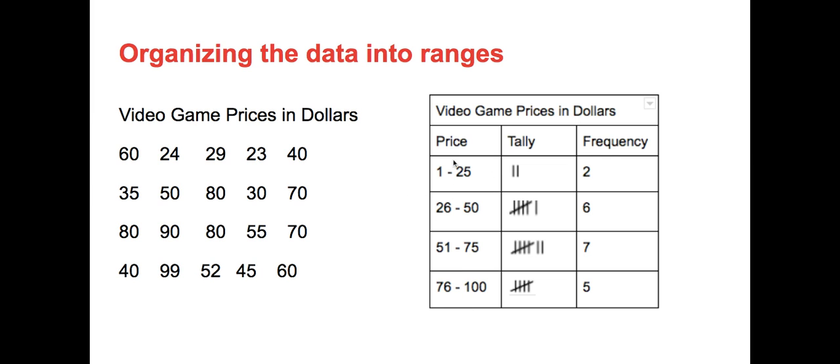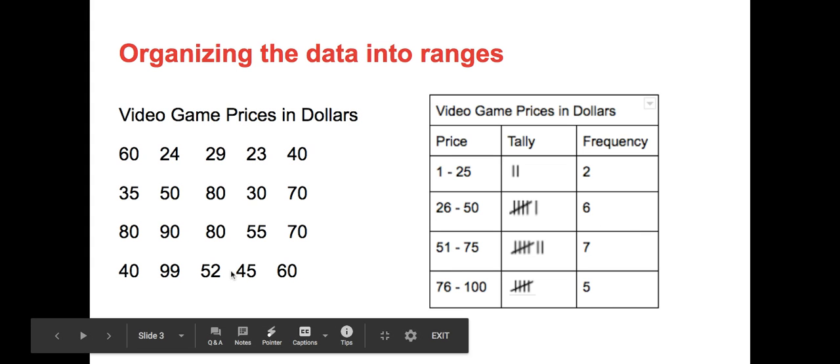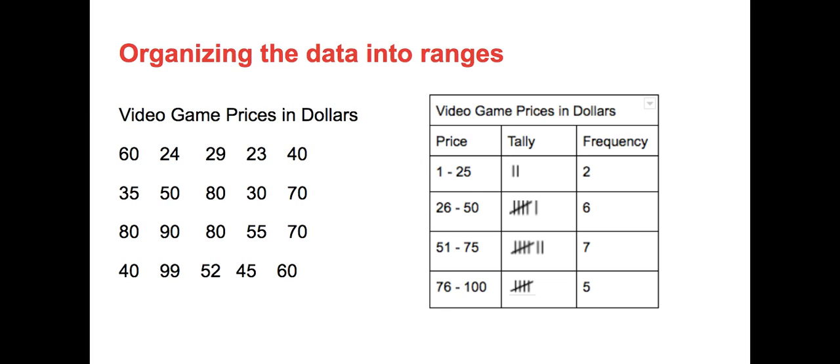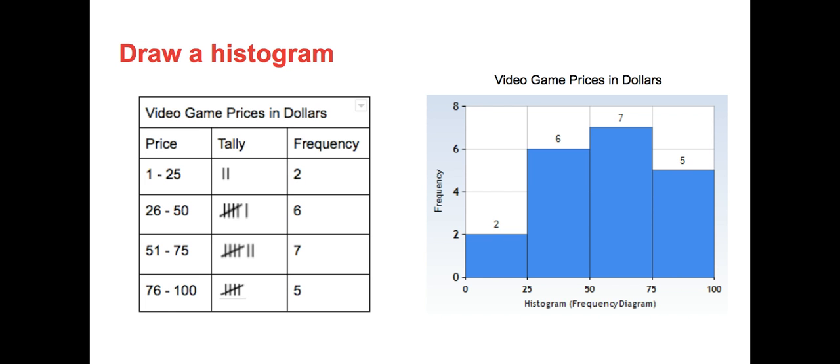So 1 to 25, there are two in that range, the $24 one and the $23 one. And then in the $26 to $50 range, there are six. You can look through the data here, and so on. Then once we have our frequency table, we can create the histogram.